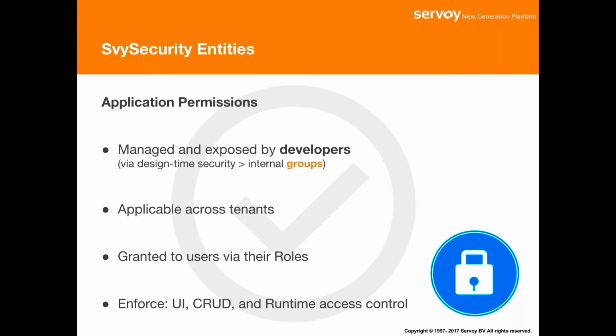And remember that when those permissions were applied, so when those fields were disabled or those CRUD actions were denied, there was no requirement by the developer to check them. They happen automatically. It's automatically enforced by the existing Servoy Security engine. So the permissions are applicable across all tenants, and they're granted to users via their roles. So the developer exposes them, and then maybe the tenant's end users, an admin user or someone, can create a user, can create roles, can decide which permissions go in the roles and which users get those roles.